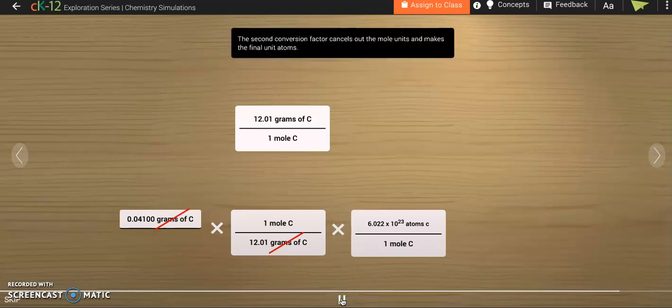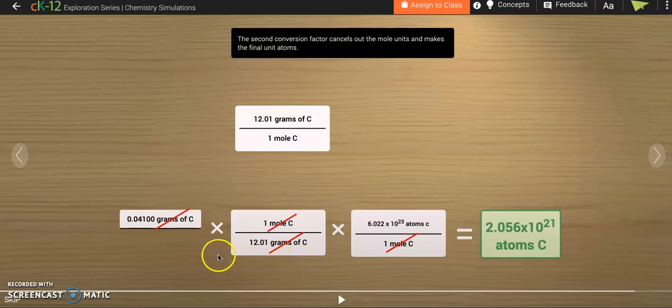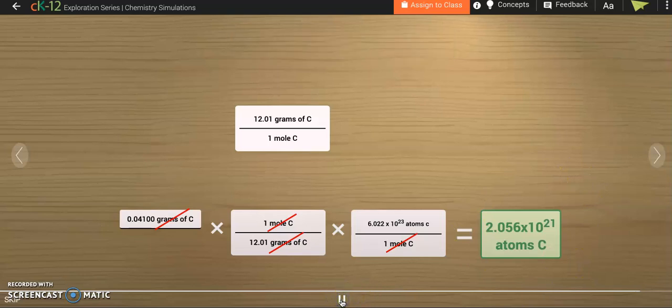The second conversion factor cancels out the mole units and makes the final unit atoms. So this is the final equation setup. We canceled out the grams, we canceled out the moles, and finally we're left with atoms, what we wanted.